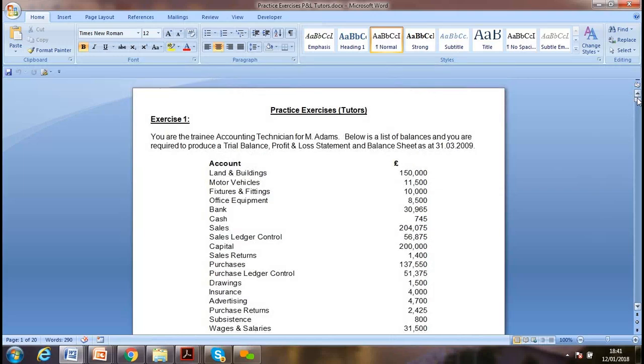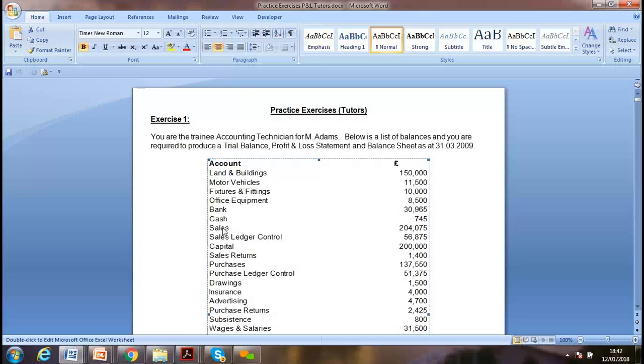So first we are looking at land and building. Land and building, is it an asset? What do you think? Asset. Asset goes on the debit side. D stands for debit. A E stands for expense, and A stands for asset. So asset goes on the debit side. So land, motor vehicle, fixture and fitting, office equipment are our assets. Bank is our asset. Cash is our asset.